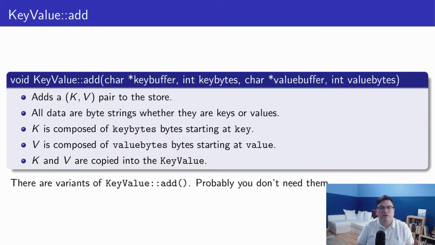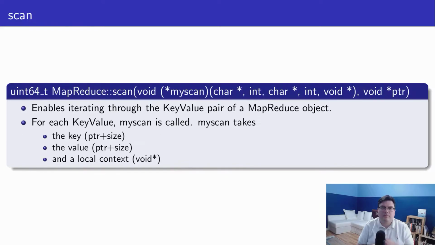Map and reduce user-defined functions receive a key-value object, which is mostly used by calling add on it. It creates a new key-value pair by copying it into the MapReduce object. Both the key and the value are represented using pointer plus size. The key is the buffer of a particular length. Similarly, the value is also a buffer of a particular length.